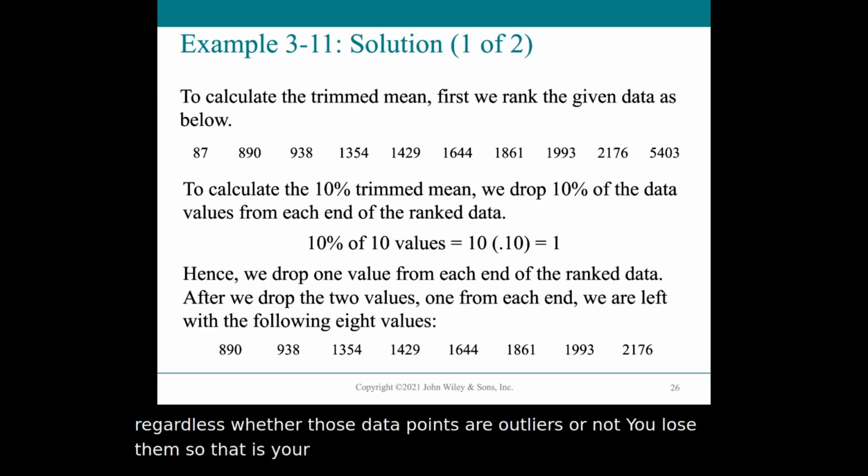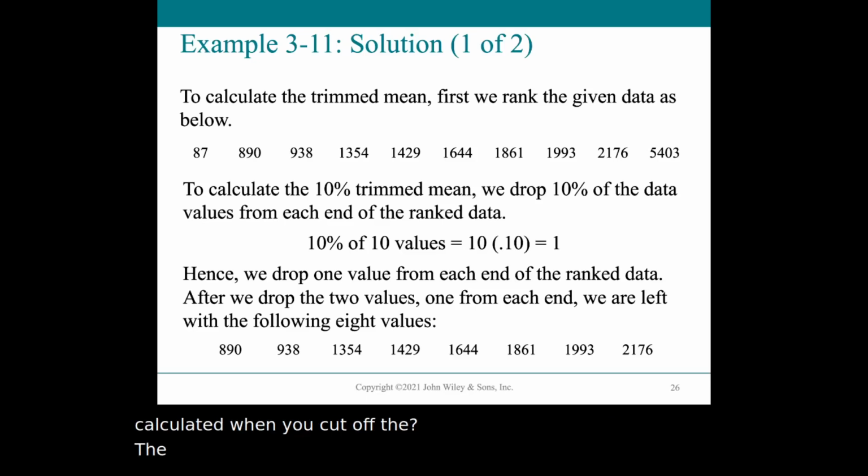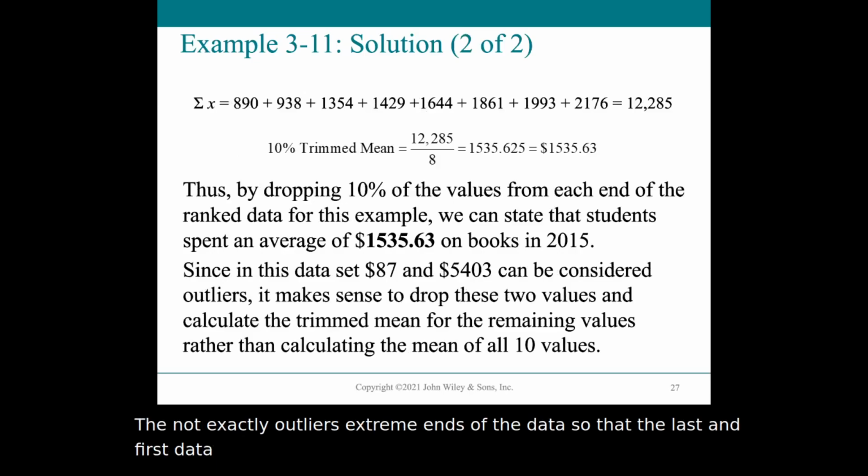So your trimmed mean is the mean calculated when you cut off not exactly outliers, it's the extreme ends of the data. So the last and the first data in your data set, the highest and the lowest, I mean. So that's your trimmed mean.